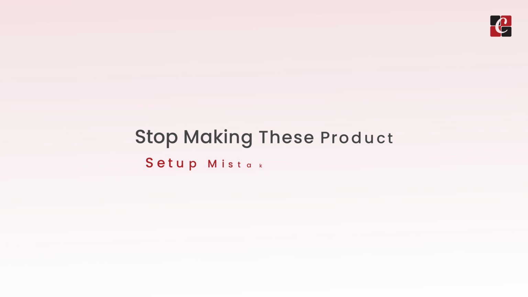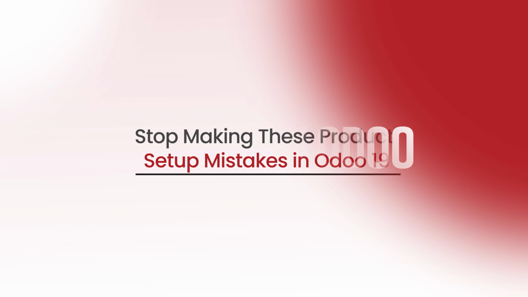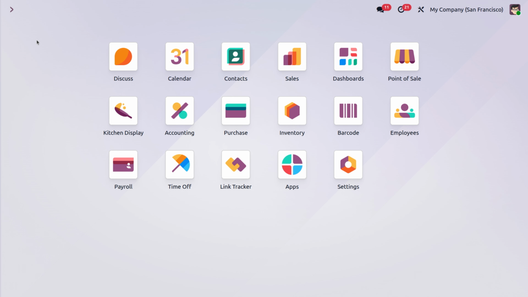Hey guys, welcome back. If your product is not reducing the stock, not showing in POS, or not affecting the accounting module in Odoo 19, the problem is not just your system. It's your product setup. So that's a very basic thing.